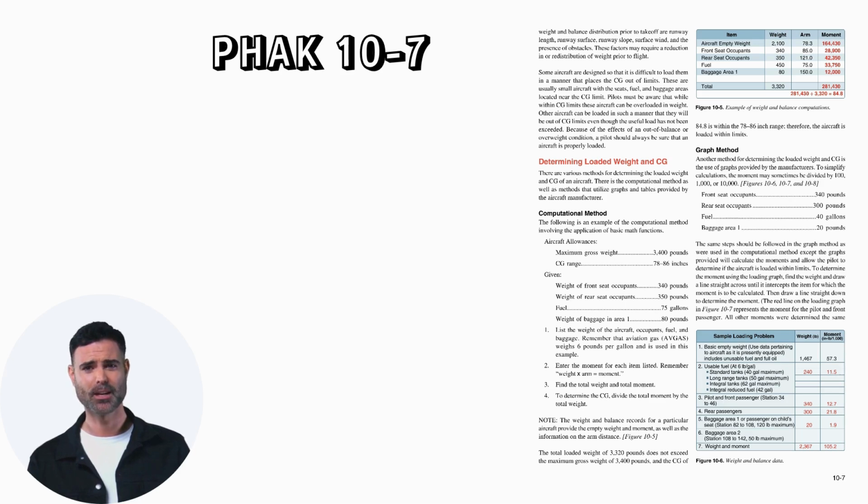The total loaded weight of 3,320 pounds does not exceed the maximum gross weight of 3,400 pounds, and the CG of 84.8 is within the 78 to 86 inch range. Therefore, the aircraft is loaded within limits.